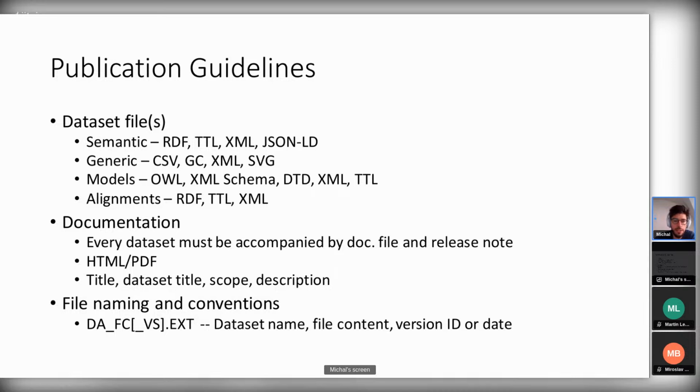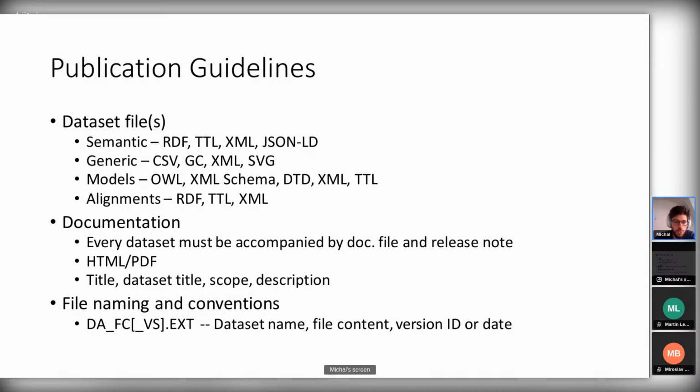There are some publication guidelines on how to provide the vocabularies or models. Basically, there are some rules so that almost anyone who wants to add some vocabulary can do so. And the rules are the following. The dataset file must be in one of the following formats: semantic, generic models or alignments. Most of the stuff is some RDF or XML files. It's possible to upload SVGs or CSVs, which are not from the aforementioned formats, but however.